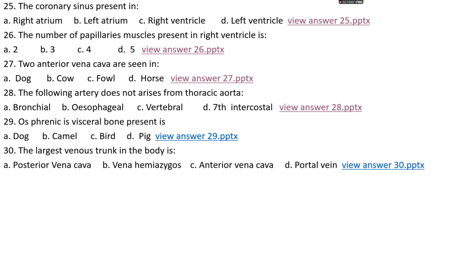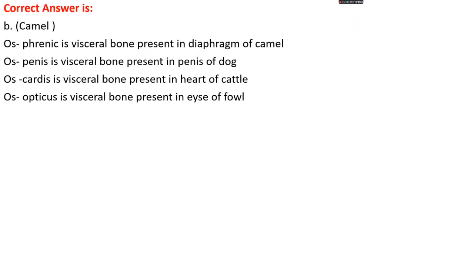Question number 29. Os phrenic is a visceral bone which is present in: option A, dog; option B, camel; option C, bird; option D, pig. The right answer is option B, that is camel. Os phrenic is a visceral bone mainly present in the diaphragm of the camel, while os penis is a visceral bone present in the penis of the dog. Os cordis is the visceral bone present in the heart of cattle. Os opticus is a visceral bone present in the eye of fowls.